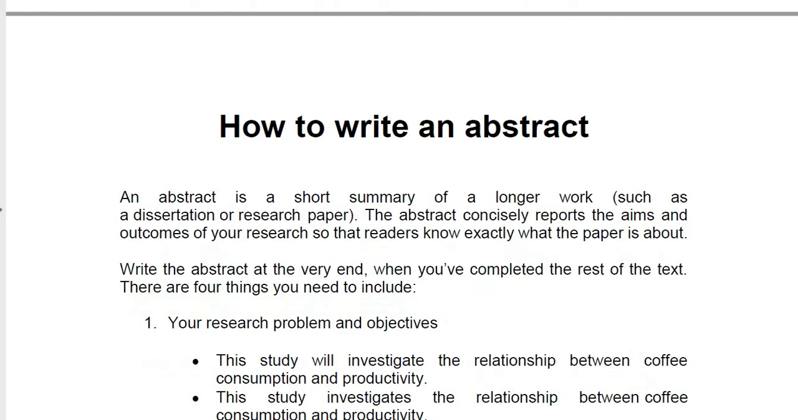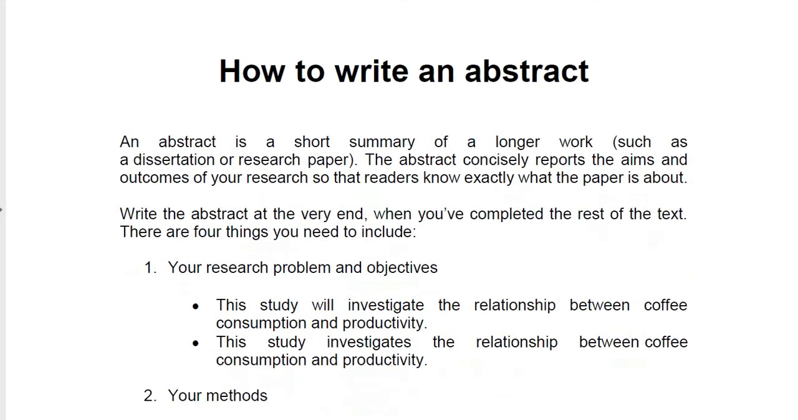So let's start. Here it says an abstract is a short summary of a longer work, such as a research paper, thesis, scientific article, and more. The abstract most of the time reports the aims and outcomes of your research so that readers know exactly what the paper is about.